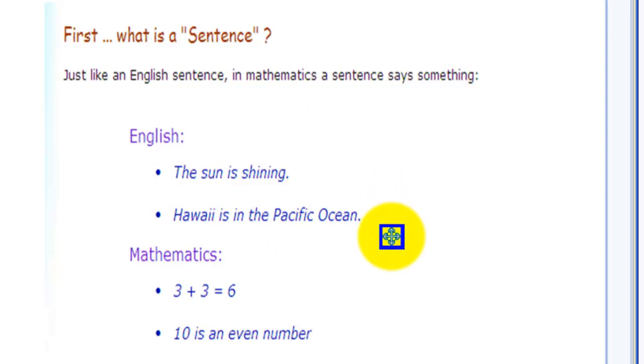Now, in writing, we would write this. But in mathematics, a simple sentence would be 3 plus 3 equals 6, or 10 is an even number. These two are always going to be true, and these two are always going to be true. A sentence should be true.